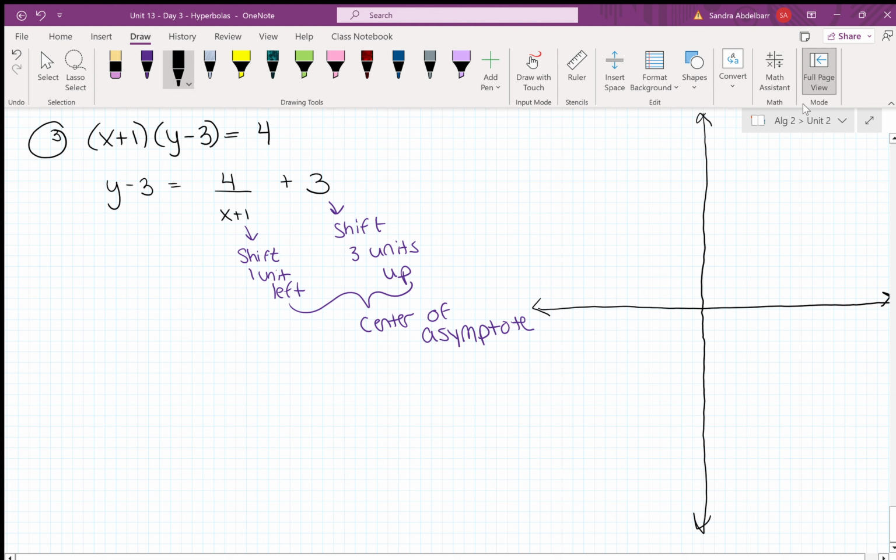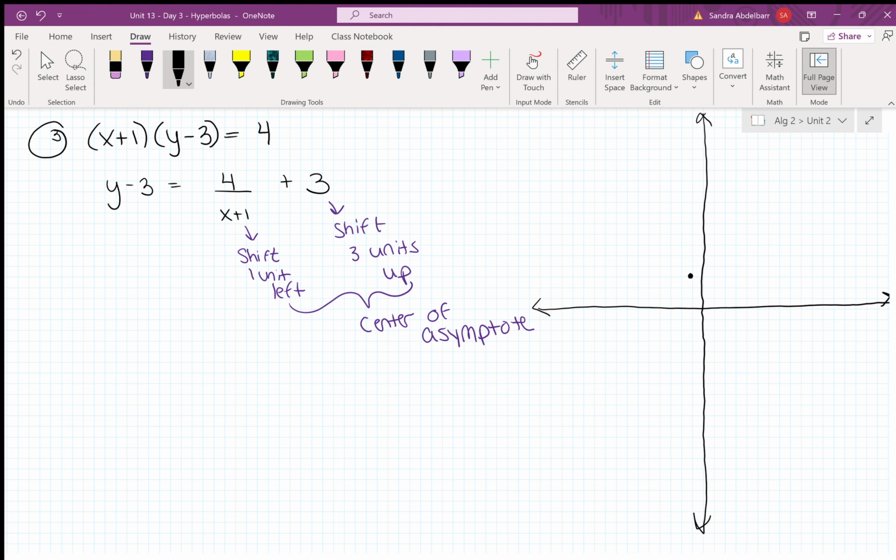Okay, so now I'm going to create the center of my asymptote. I was at 0, 0. I'm shifting 1 unit to the left, and then I'm shifting 3 units up. 1, 2, 3.